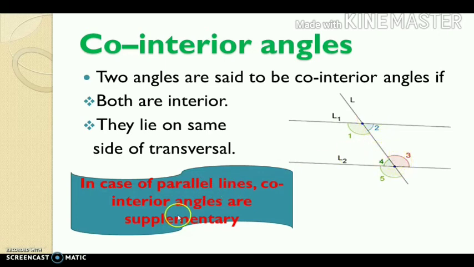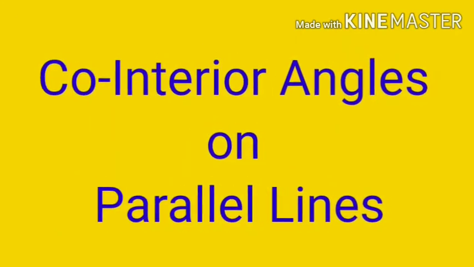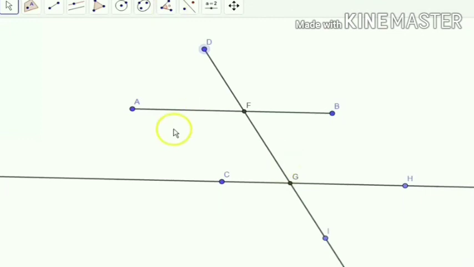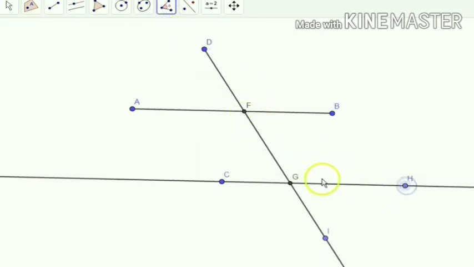And in case of parallel lines, co-interior angles are supplementary. Let's observe relation of co-interior angles on parallel lines. We have already drawn parallel lines, then one transversal line. Let's measure co-interior angles. Co-interior angles means we are going to measure both the interior angles on the same side of transversal. One is 121.37 degree. Another one is, let's see, what's its measure? It's 58.63. Let's add them. We get it 180 degree.